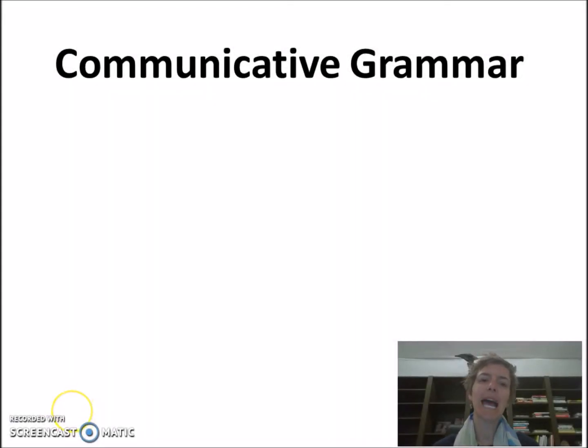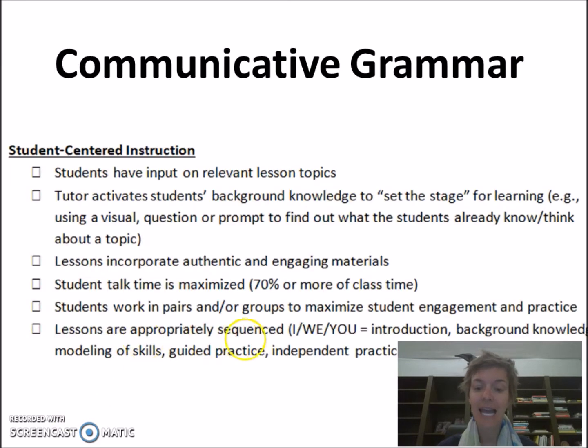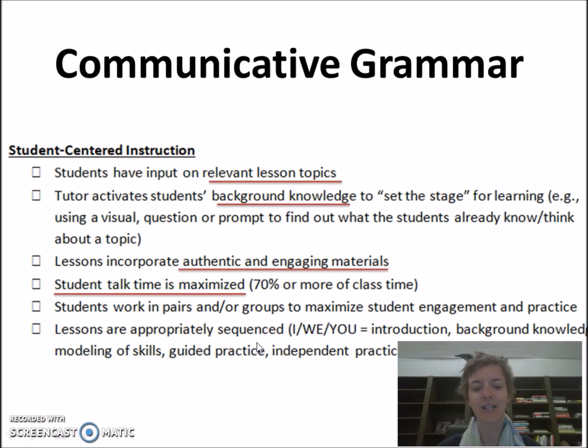Tutors often come to me to ask for advice in teaching grammar. So today we're going to look at how we can integrate grammar instruction into our lesson plans while still using ELA best practices like relevant lesson topics, activating background knowledge, using authentic materials, and maximizing student talk time.